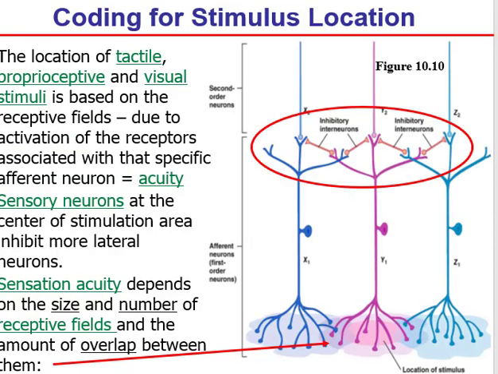In order for the brain to determine the location of the stimulus arriving from all over the body, indicating tactile, visual, or proprioceptive information, there must be what is called acuity. This is all based on the receptive fields highlighted here in blue, purple, and teal. Acuity depends on the size and number of receptive fields and the amount of overlap between them. Overlapping fields improves localization. Sensory neurons at the center of the stimulation area inhibit the more lateral neurons. Those are the ones on the right and left.